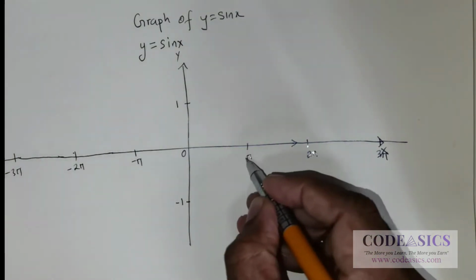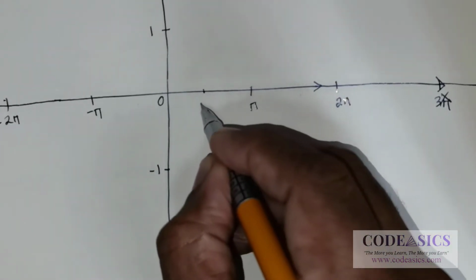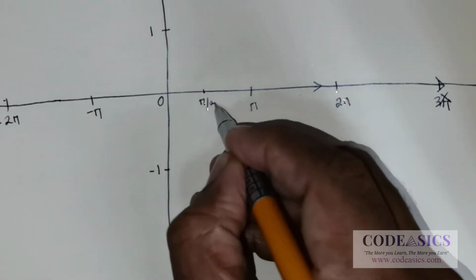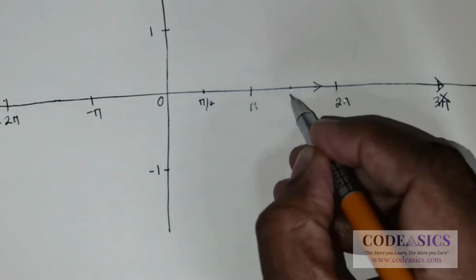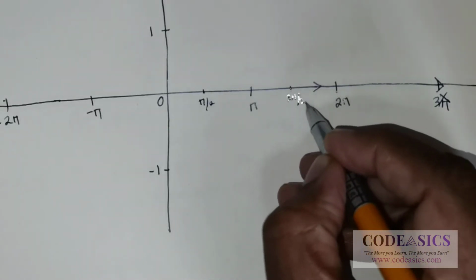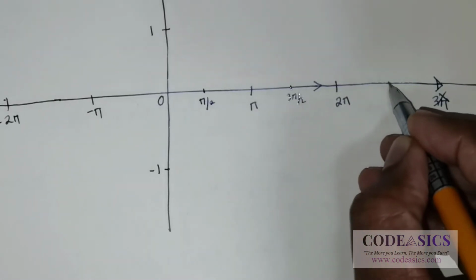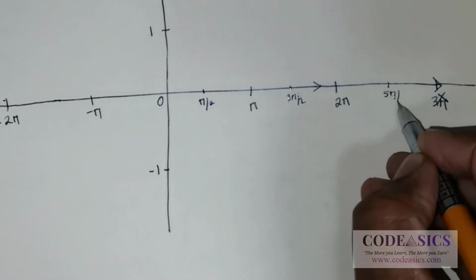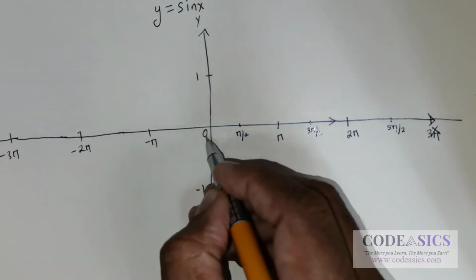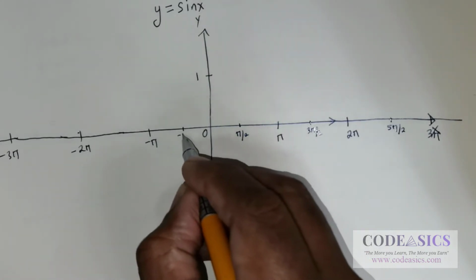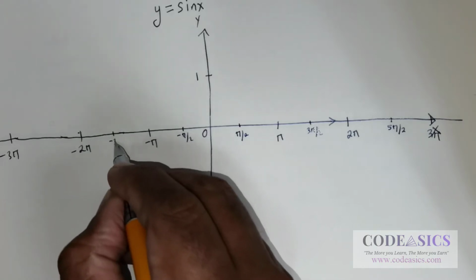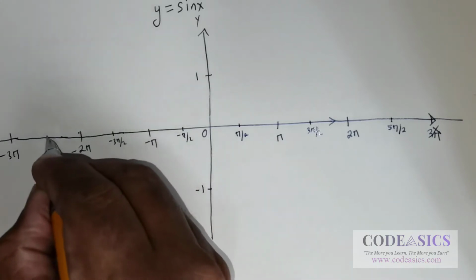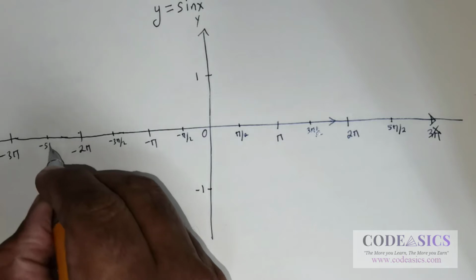Now between 0 and pi there's going to be a point pi over 2. Between pi and 2 pi there's going to be a point 3 pi over 2. Between 2 pi and 3 pi there's going to be point 5 pi over 2. And similarly on the other side, there is going to be a point negative pi over 2 and negative 3 pi over 2. Over here it's going to be negative 5 pi over 2.